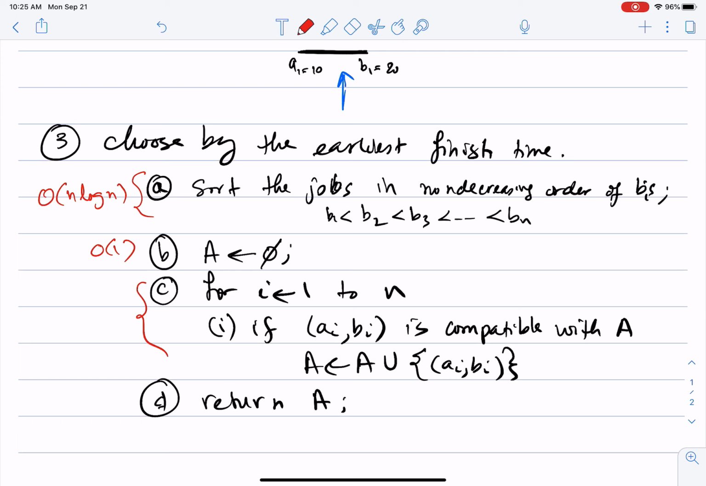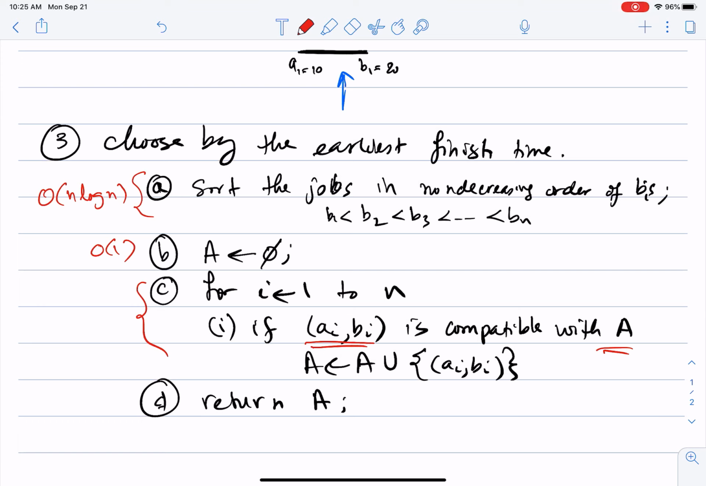I will repeat what I just said. If I want to check if A_i is compatible with all the intervals in A, the most naive implementation is to go through every interval in A and compare (A_i, B_i) to it to make sure it is compatible.